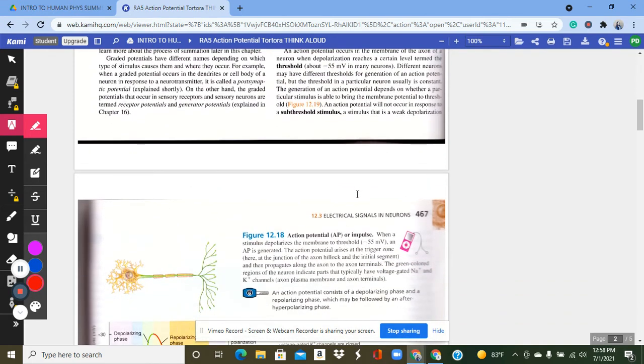An action potential will not occur in response to a subthreshold stimulus, which is a stimulus that is a weak depolarization.